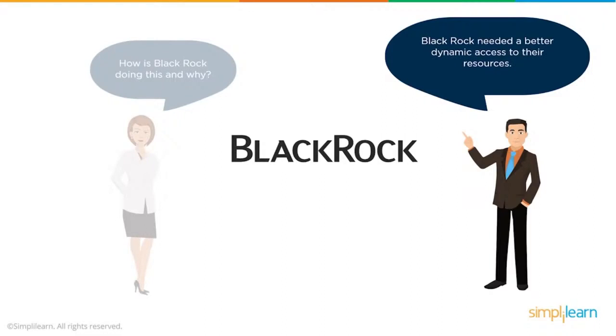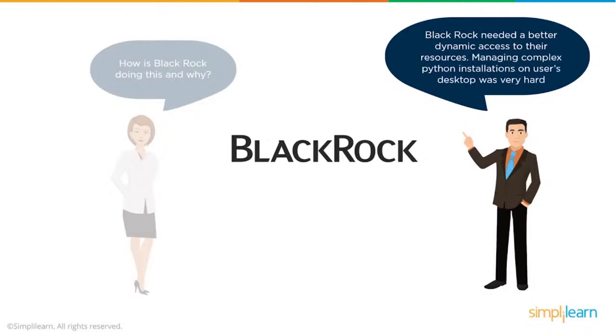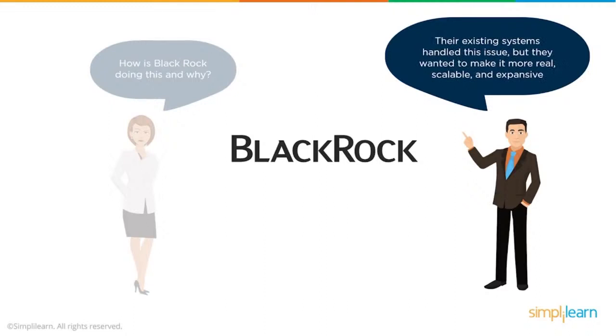BlackRock had a challenge where they needed to have much more dynamic access to their resources. They were running complex installations on people's desktops, and it was really difficult to manage their entire infrastructure. So they pivoted to using Kubernetes, and this allowed them to be much more scalable and expansive in the management of their infrastructure.